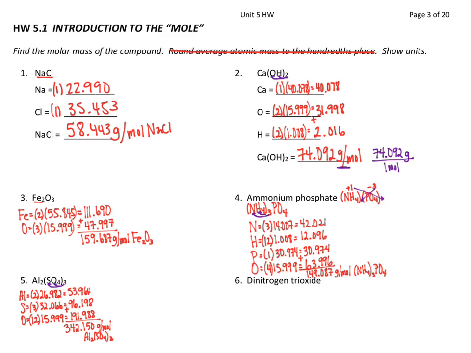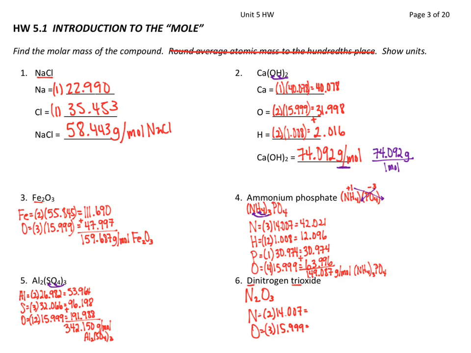Okay. Number 6, dinitrogen trioxide. Here, again, because I have these prefixes, I know it's a covalent compound. And so dinitrogen, that is 2 nitrogens. Trioxide, that's 3 oxygens. So that's my very first step. Now I'm going to separate them. I have 2 nitrogens. I have 3 oxygens. Nitrogen's atomic mass is 14.007. Oxygen, 15.999.